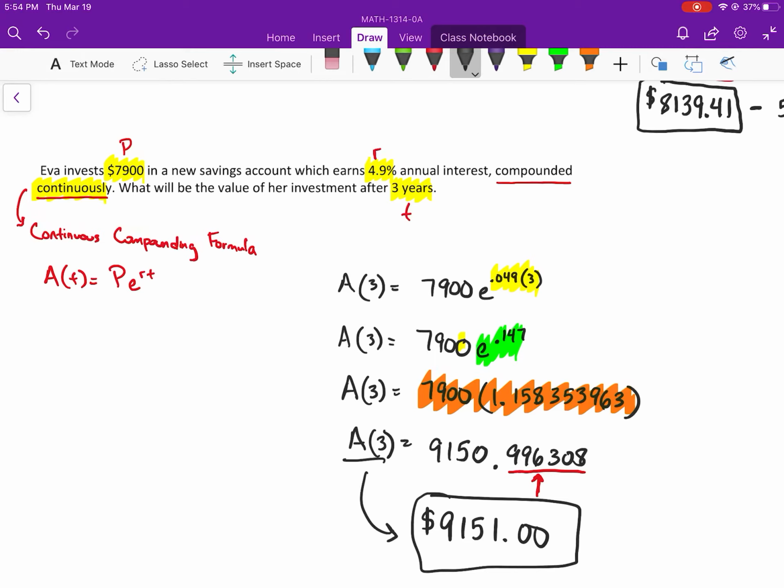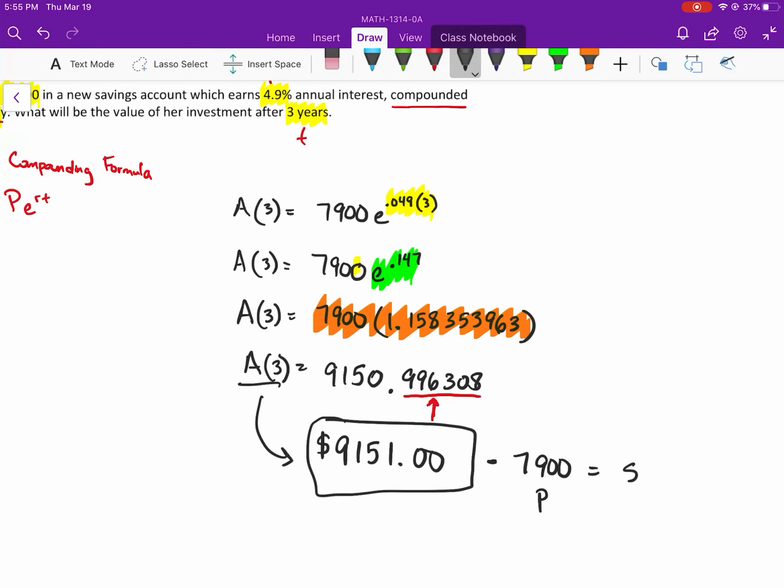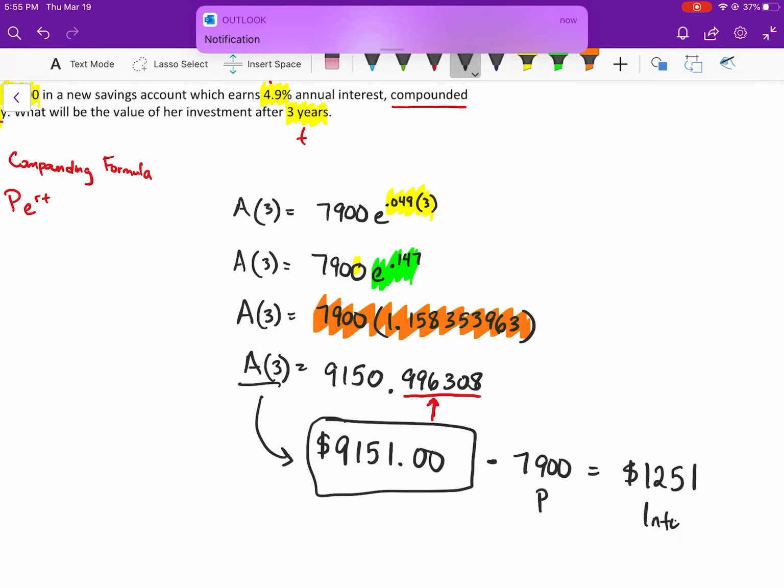All right, keep in mind what we did earlier. If there happens to be a part 2 on this question, it will ask how much interest she has earned on this account. In that case, you would do minus 7,900, which is the principal, the amount that she put in starting off. So minus 7,900 gives us $1,251 interest earned.